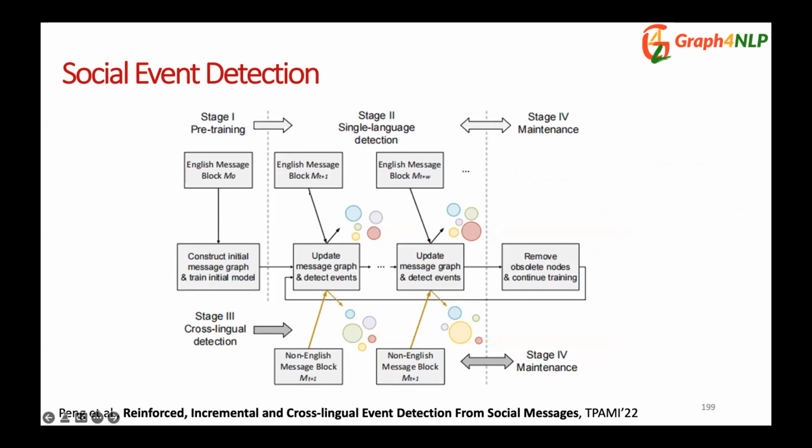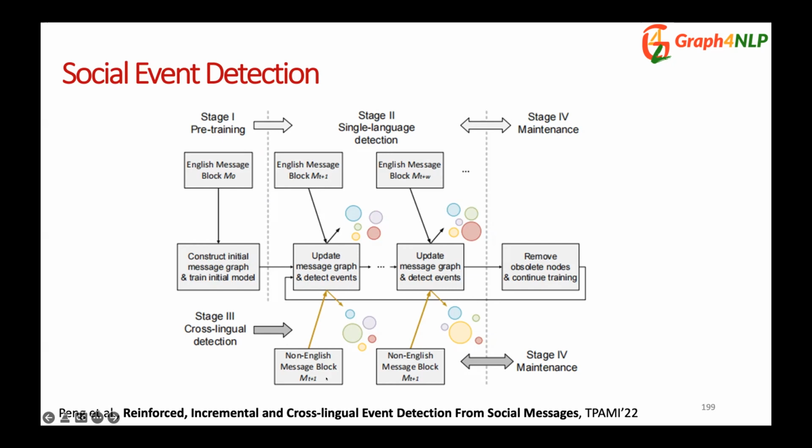Basically, the system works in four stages. The first is pre-training. They have the initial message block, which is a set of different social messages. Then they construct an initial message graph and train the initial model to detect events. In stage 2, which is single language detection, they incrementally detect new events based on newly coming message blocks, which are new batches of messages, and update the message graph and detect new events based on the incremental new inputs.